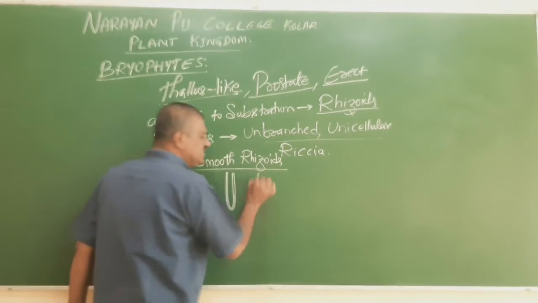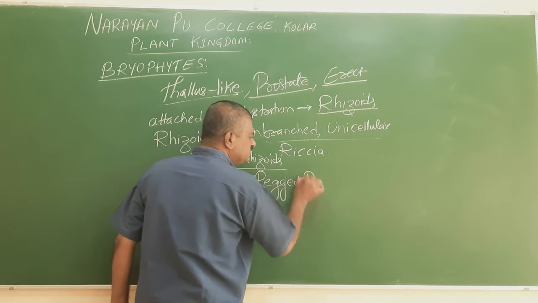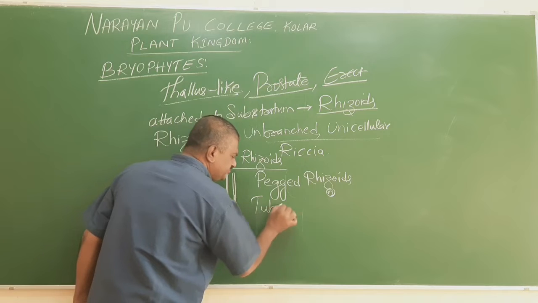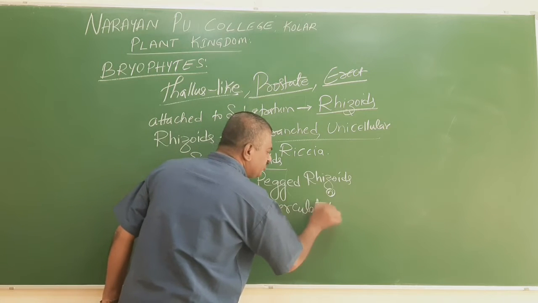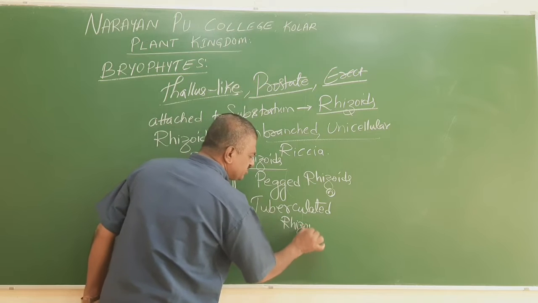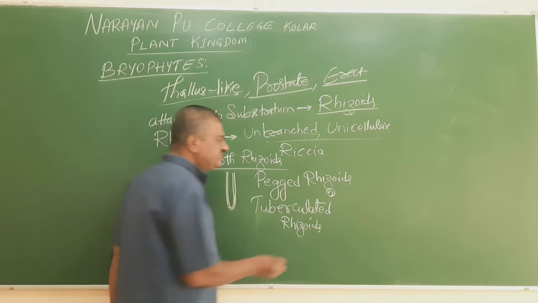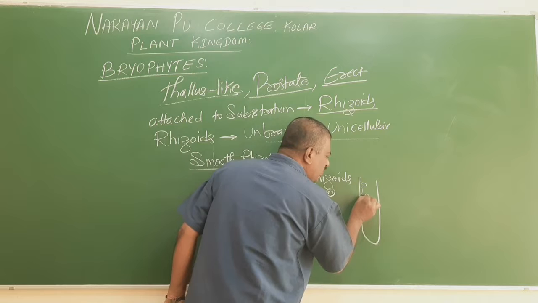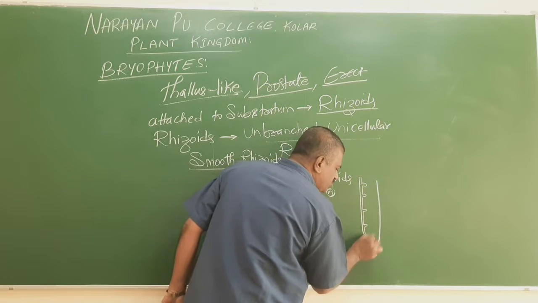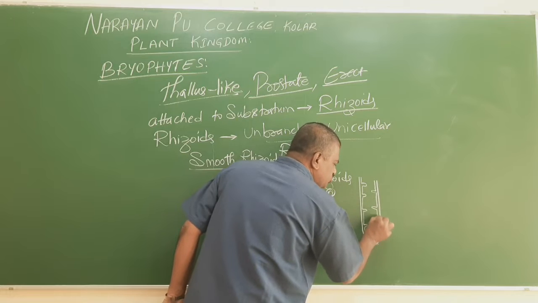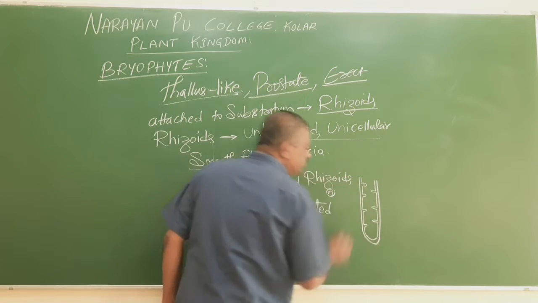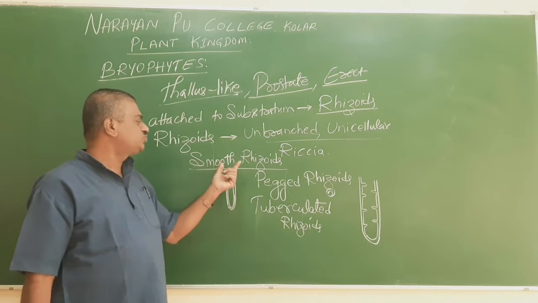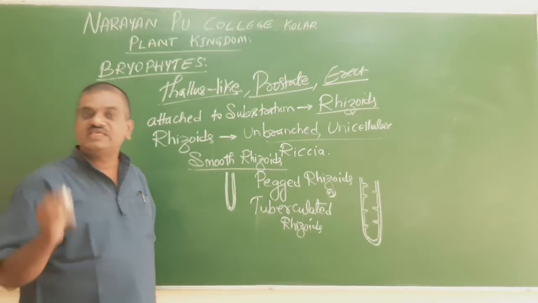The second one is called pegged rhizoids. Pegged rhizoids are also called tuberculated rhizoids. In these tuberculated rhizoids, the inner wall of the covering has peg-like structures present. Hence they are called pegged rhizoids, or tuberculated. So this is about the two types of rhizoids: one is smooth rhizoids, and the other is pegged rhizoids.